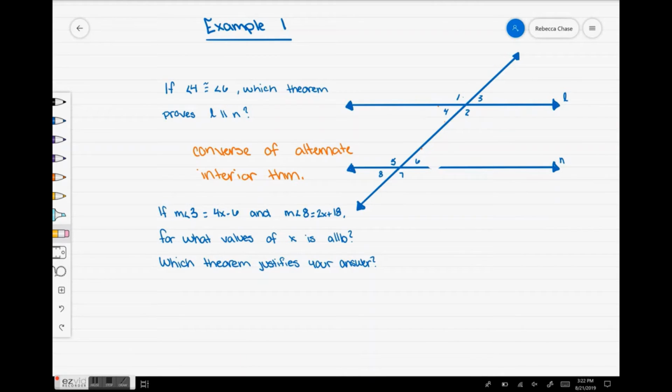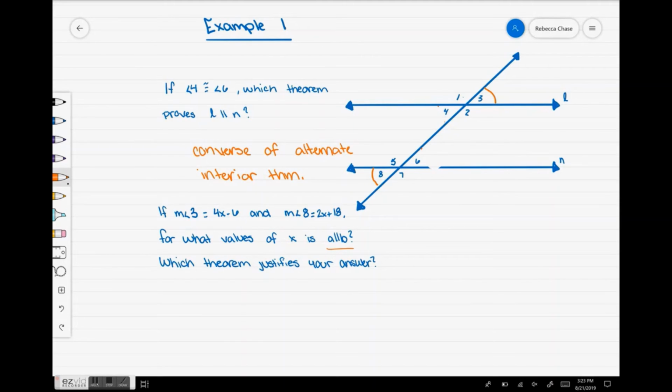All right, next it says if the measure of angle 3 equals 4x minus 6, so we're talking about angle 3 right here, and the measure of angle 8 equals 2x plus 18, so this angle right here. For what values of x is A parallel to B? So we're just going to look at that part first. Those are alternate exterior angles, right? They're on the outside and they're on opposite sides. We're trying to prove that those lines are parallel. If they are, what does that mean about the angles? Well, that means that they're going to be equal.